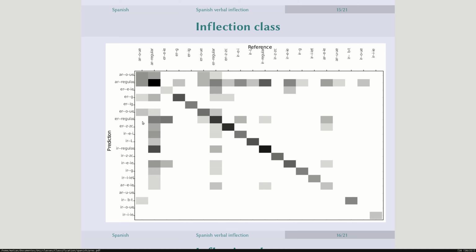This is somewhat to be expected. These are the most common classes, and the most common classes will attract the errors of the model. So if the model is uncertain about an item and it doesn't really know what to do with it, it will assign it to one of the most common classes. This is a good strategy in general, because if you predict the most common classes, you maximize accuracy, and models try to maximize accuracy. So this sort of works.